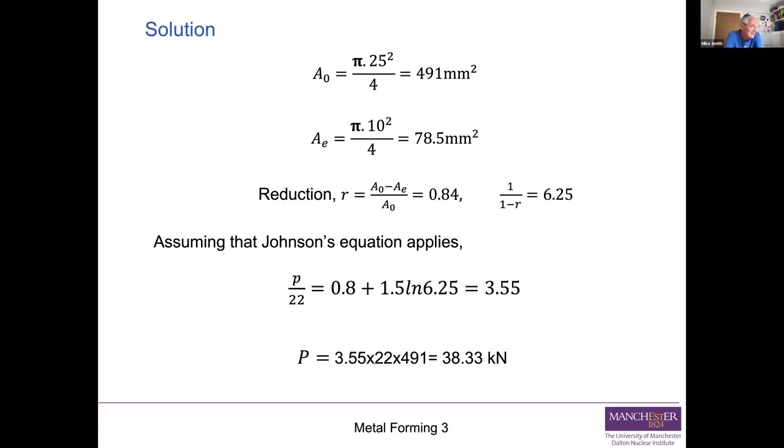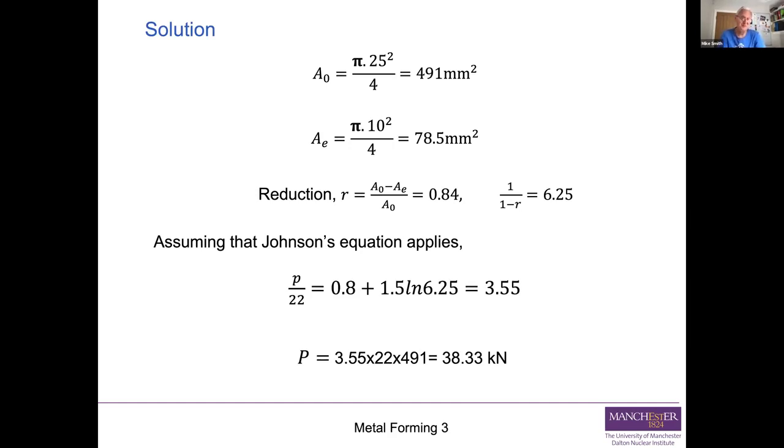So that means that the actual punch load is 3.55, which is the bit that's come out of Johnson's equation, times the flow stress, because we need to get the flow stress that's on the bottom on the left-hand side of the equation up onto the top, times the cross-sectional area of the billet, which we know is 491, A naught. So P is A naught times Y bar times the output of Johnson's equation, which is 38.33 kilonewtons. So we've now estimated how big our extrude force is. It's actually quite large.